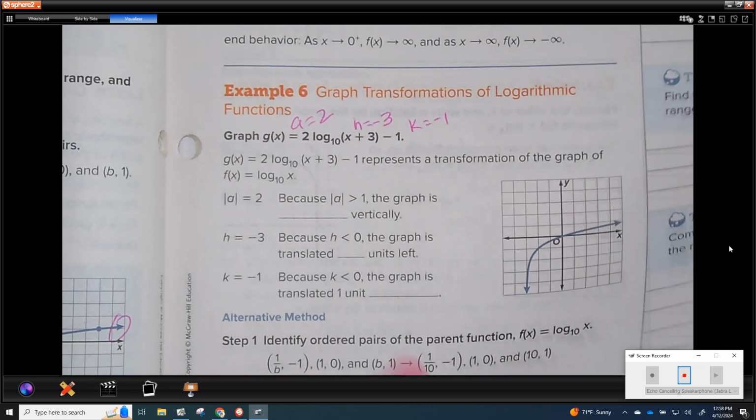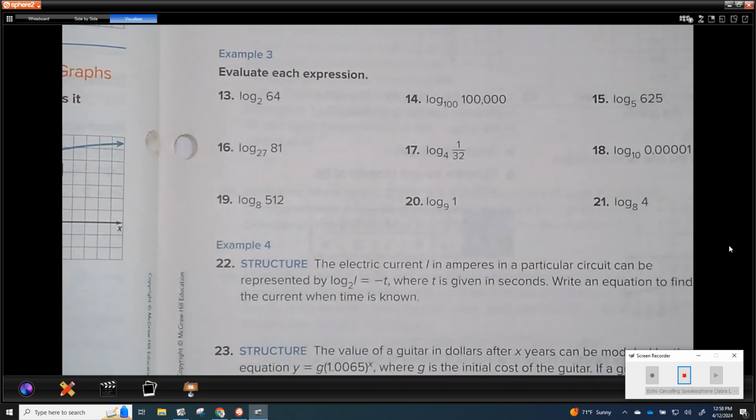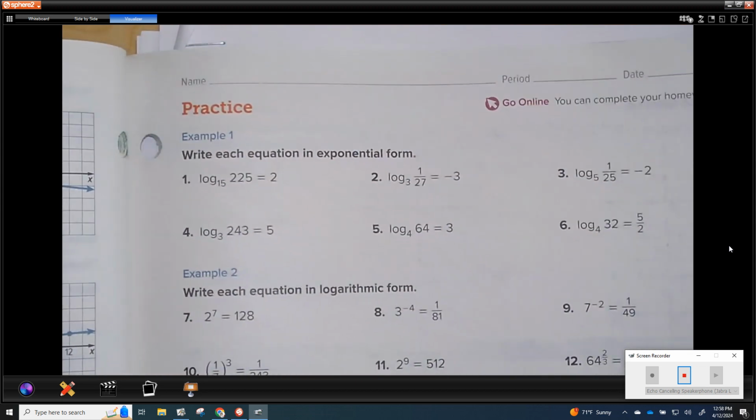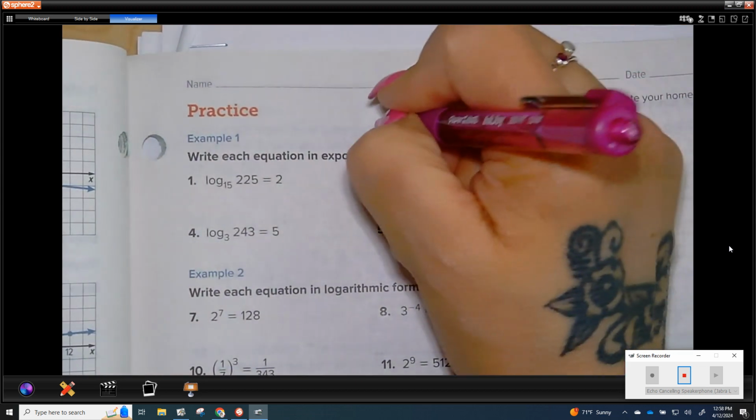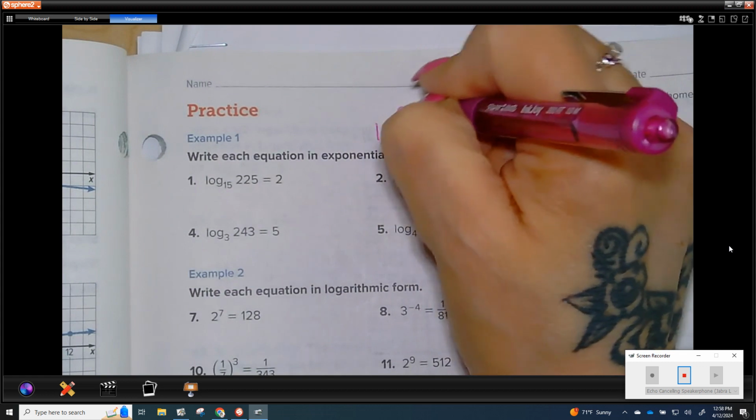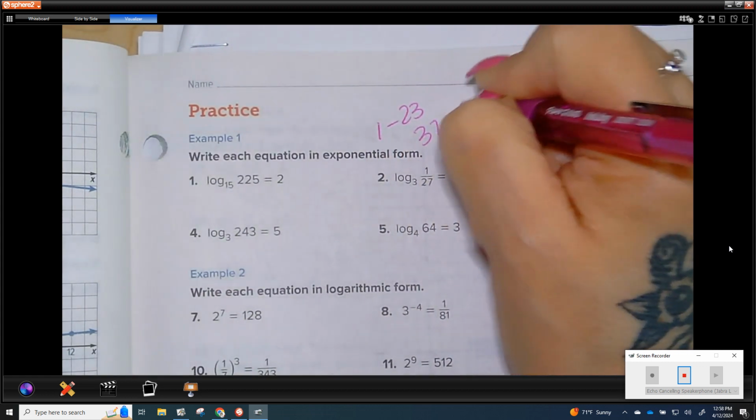All right, that is all I'm going to go over today. Your assignment is 1 to 23 and 37 to 42. Let me know if you have questions.